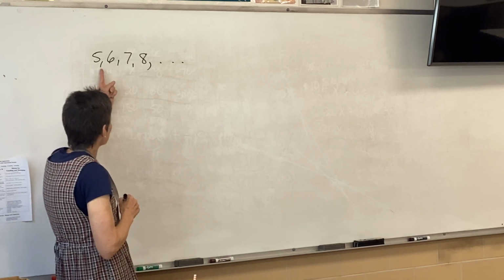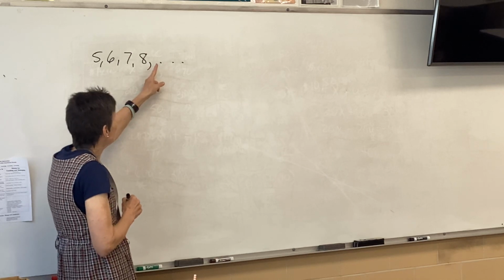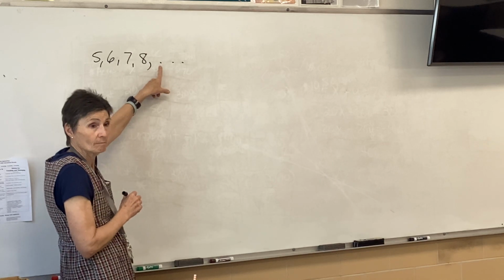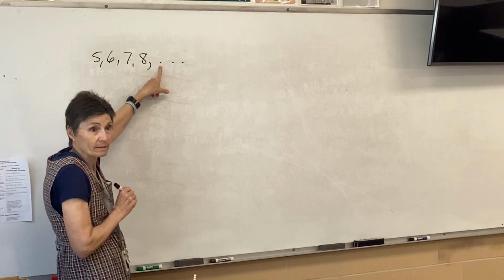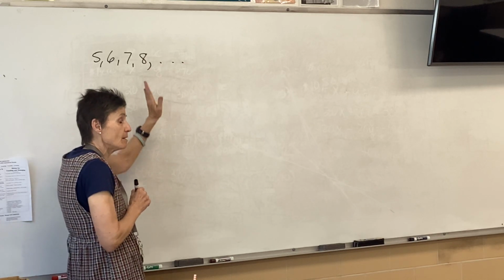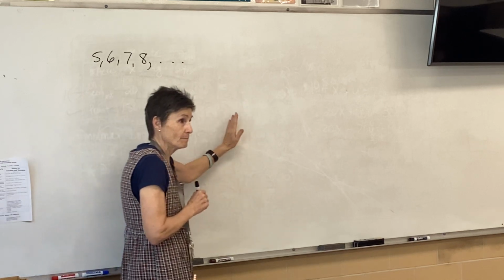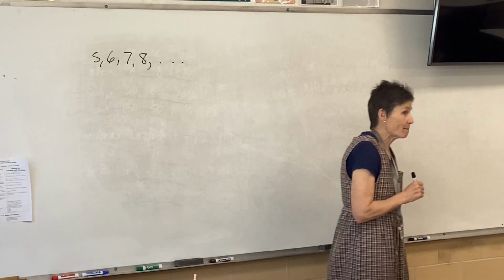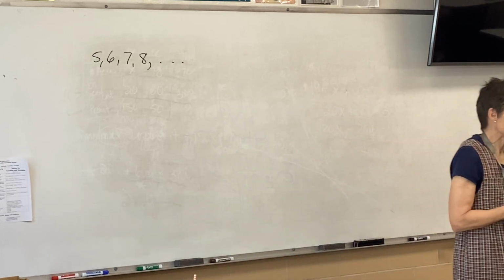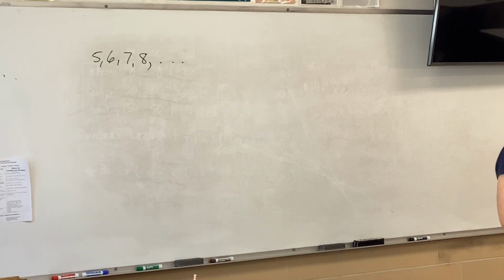Because how do we get from term to term? Like, how do you know what comes after the 8? You're adding 1. And when you add the same number as you go down the line, that's an arithmetic sequence. That's what makes something arithmetic. You are adding the same number.